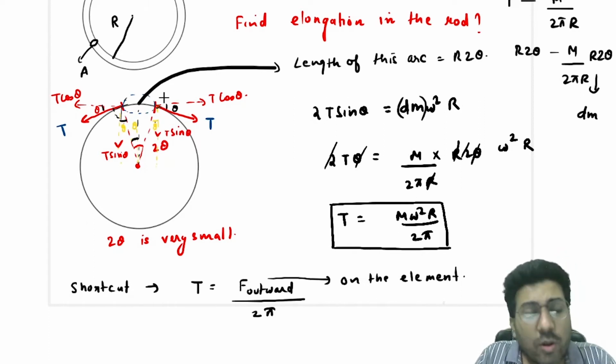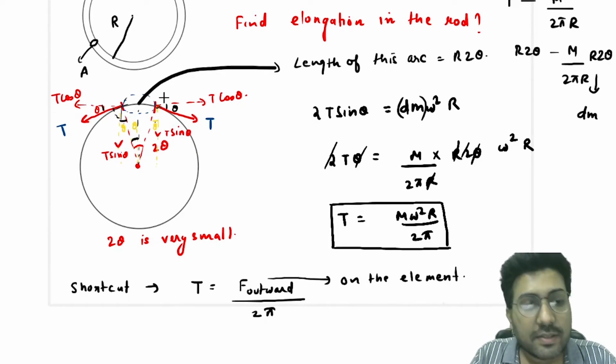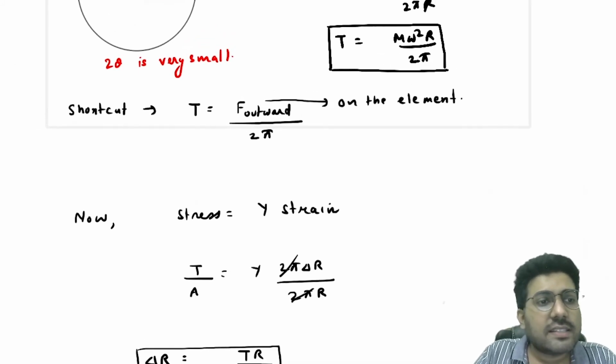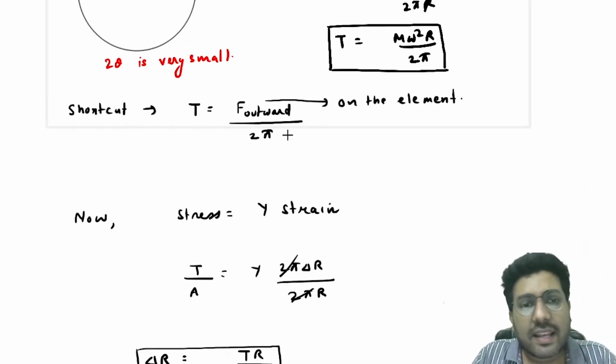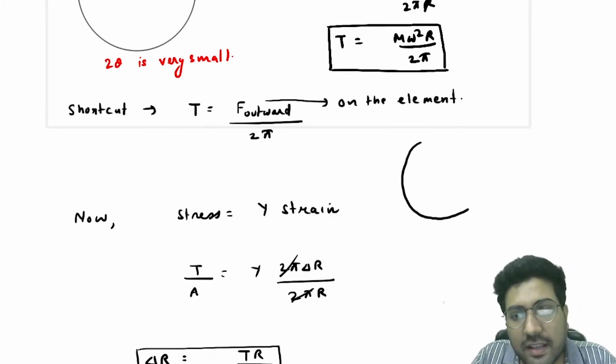There was also one shortcut that you can use to find the tension in the ring. Okay. What is that shortcut? See, the shortcut is tension in any ring is F outward on an element divided by 2 pi. I'll tell you. Suppose this is a ring.